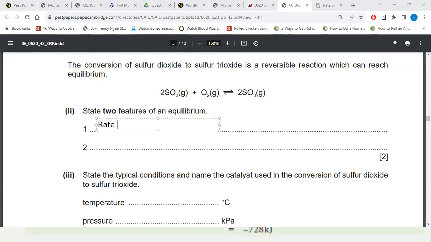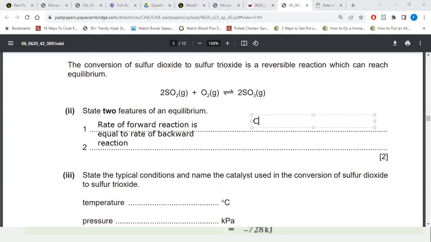The rate of the forward reaction is equal to the rate of the backward reaction. Correct. And the concentration of the reactant and the product remains constant. Right. And I told you a third one as well.